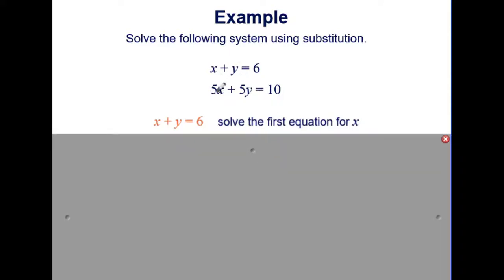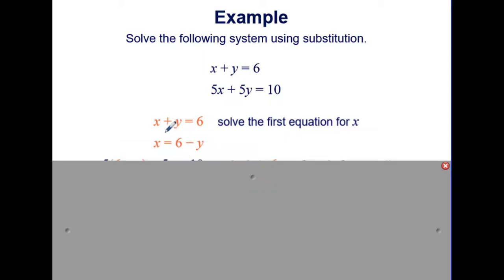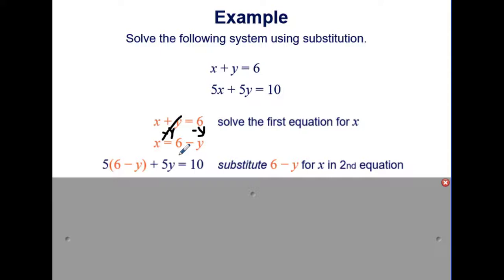Looking at the first equation, that would be one of our easiest options to get a variable alone, since it's not automatically alone. So we'll subtract y from both sides, making it x equals 6 minus y. We're then going to substitute 6 minus y for x in the other equation. So it's no longer 5x, but 5 times (6 minus y) plus 5y equals 10.